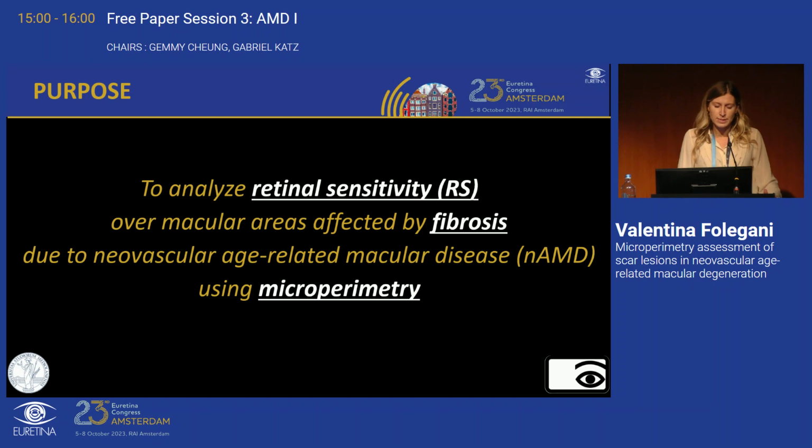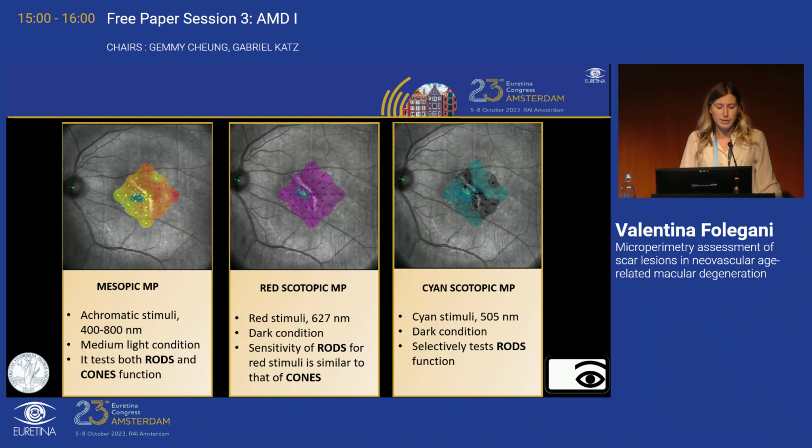That's the reason why the aim of our study is to analyze retinal sensitivity over macular areas affected by fibrosis due to neovascular AMD using microperimetry. This is a brief summary of what microperimetry is and the three different maps that we can do with it. So a mesopic map, which is an exam done under medium light conditions with an achromatic stimulus that tests both rod and cone function.